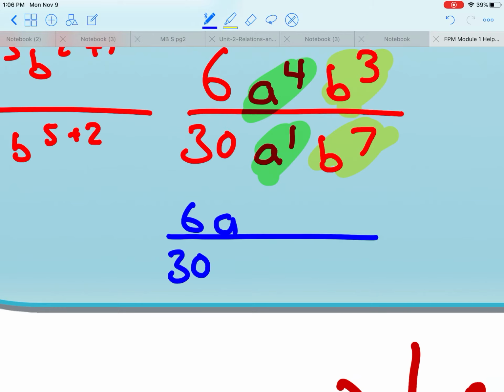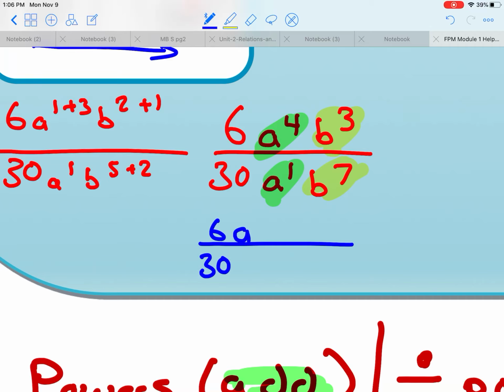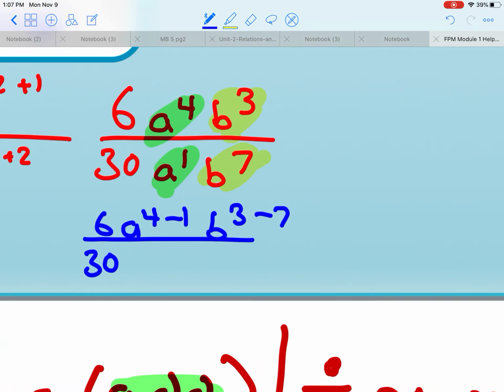I'm going to write it up top and go a to the 4. And you'll see why this is so important when we get to negative exponents. You're going to thank me. So you can go a to the 4 minus 1. Done. B to the 3 minus 7. Done. And you notice when I divide and I have a fraction, I always write it up top. Every time. Then you clean it up.